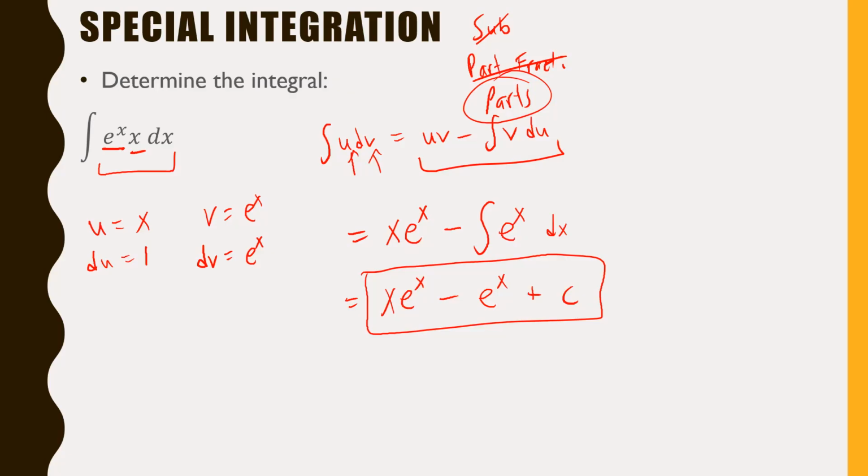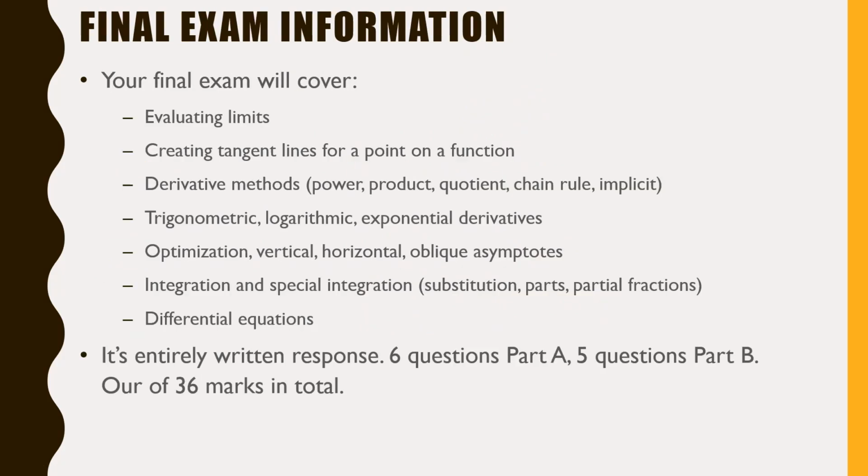That was quite a lot of review. Again, hopefully you were able to complete those questions on your own first and then watch the video to understand that. Anyway, we finally finished all those questions. Here's the information for your final exam, basically. Your final exam will cover all of that information that you see on there. A lot of that stuff in that list is stuff that we've covered today, especially stuff like creating tangent lines or optimization or vertical, horizontal, oblique asymptotes and special integration.